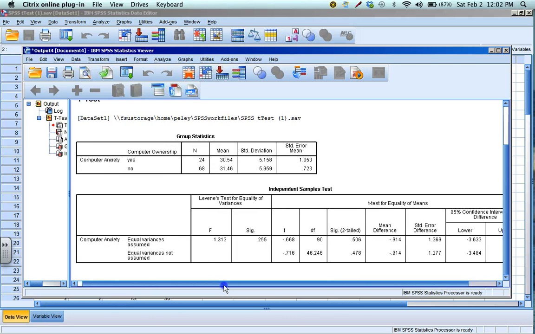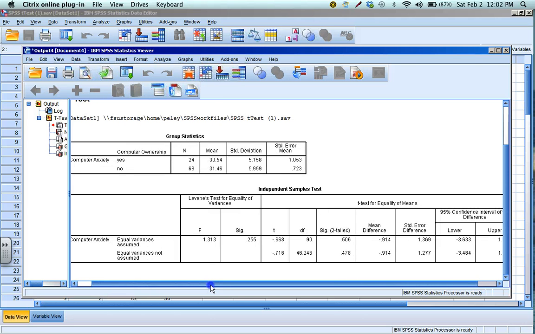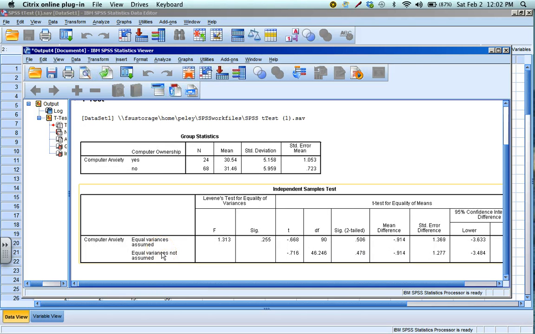Now this part right here is a little bit more advanced. Remember, we assumed in our test, since it's a robust test, that the variances are equal. Well, this Levene's test for equality of variances is actually a statistical test, a kind of ad hoc test, that was run to make sure that that was actually the case.